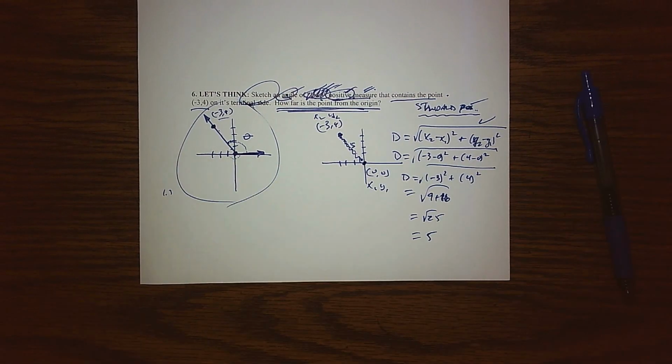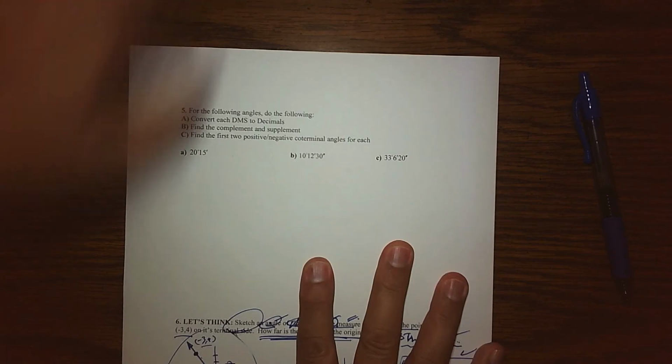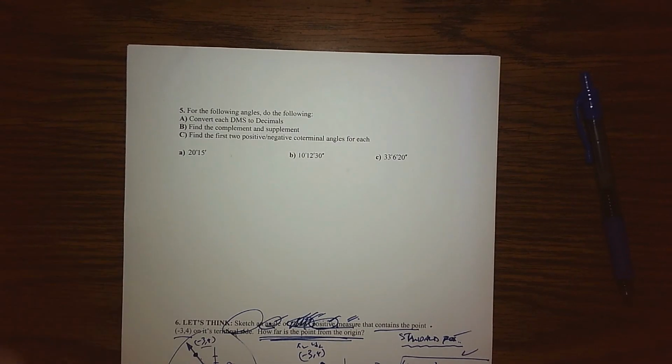All right, so that pretty much wraps up a lot of the homework. The next conversation, we're going to bust out our calculators. It's all this degree, minute, second stuff. And then we'll pretty much wrap up section 1.1.